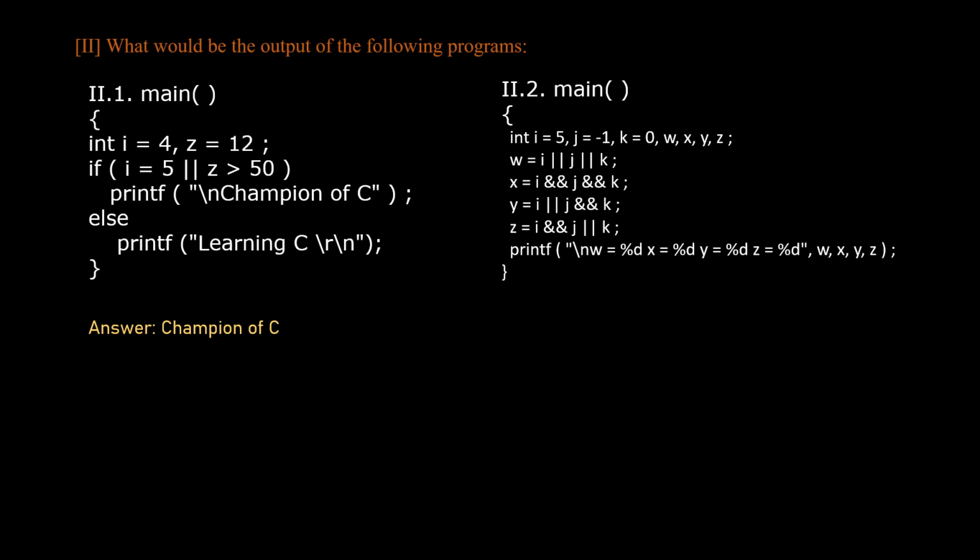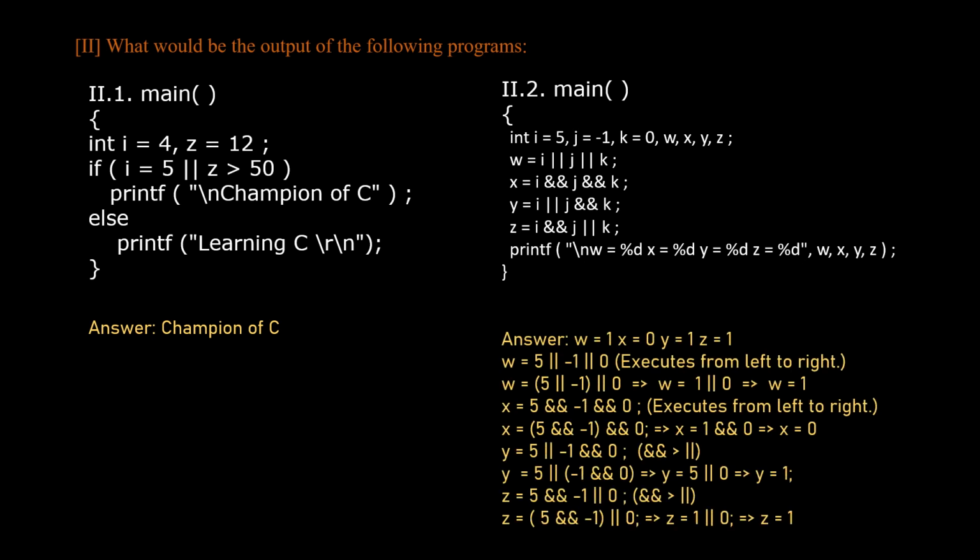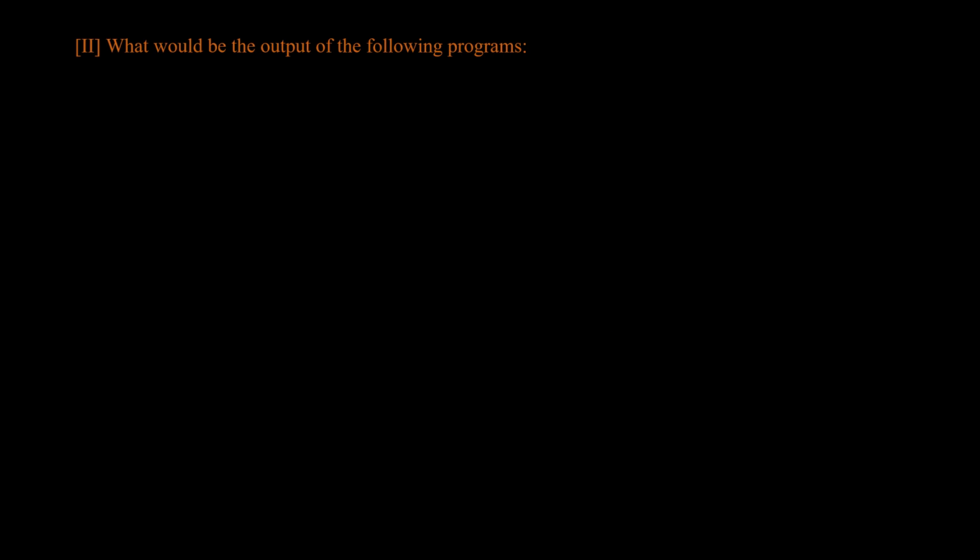Next expression is y equal to I or j and k. And has higher priority than or. So j and k, minus 1 and 0, is going to be 0, 0 or 5 is 1. Then z is equal to I and j or k. And has high priority. So 5 and minus 1 is 1, 1 or 0 is 1. So let's see the output. I've given the explanation here with braces. If required, you can go through this later again.